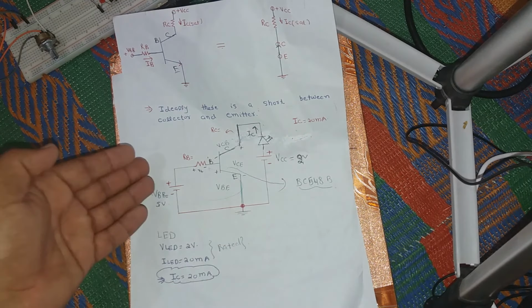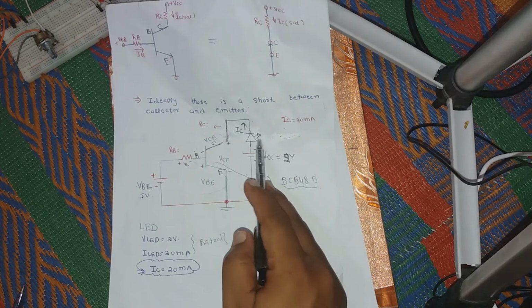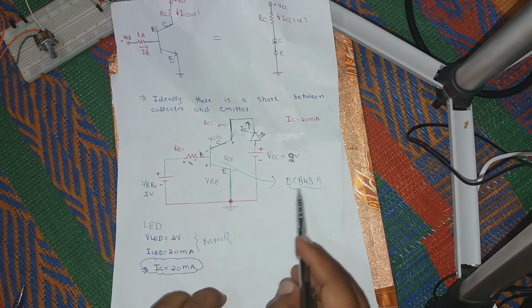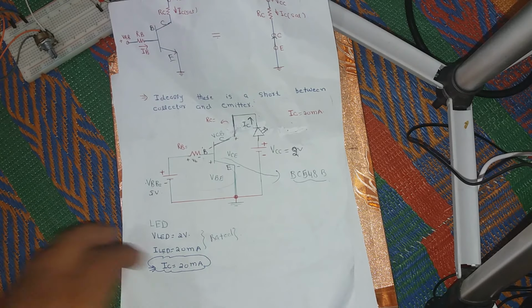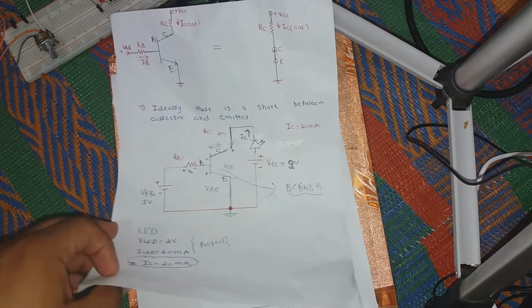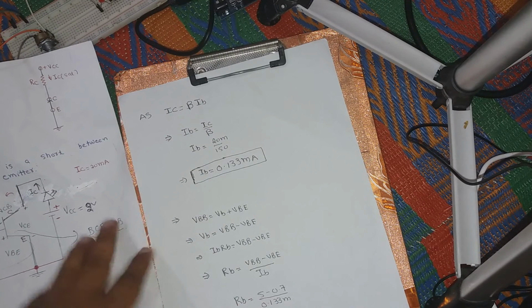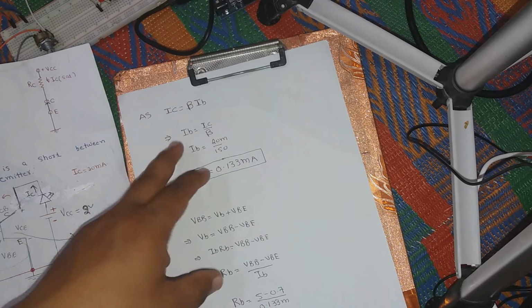And you can see here, this is VBB, this is VCC, this is the LED, this is the transistor, which is BC548B. Now let us talk about this a bit more. Here, as we know, IC is equal to beta IB. But now what about IB?